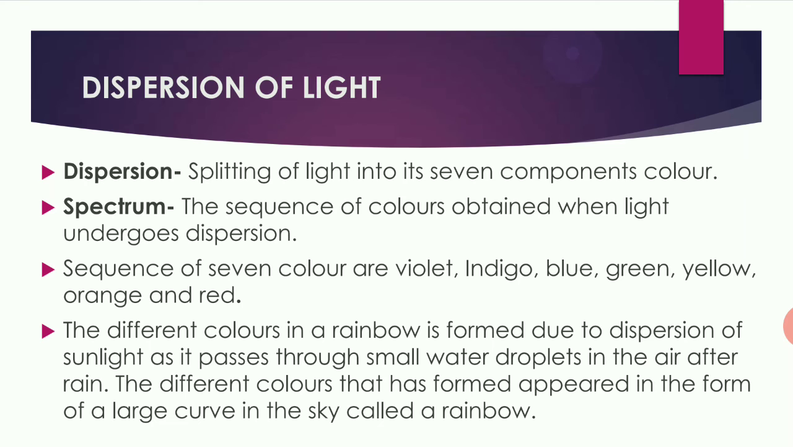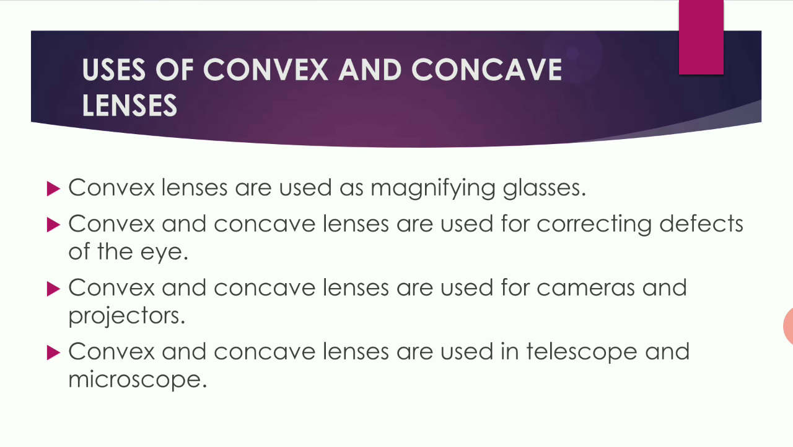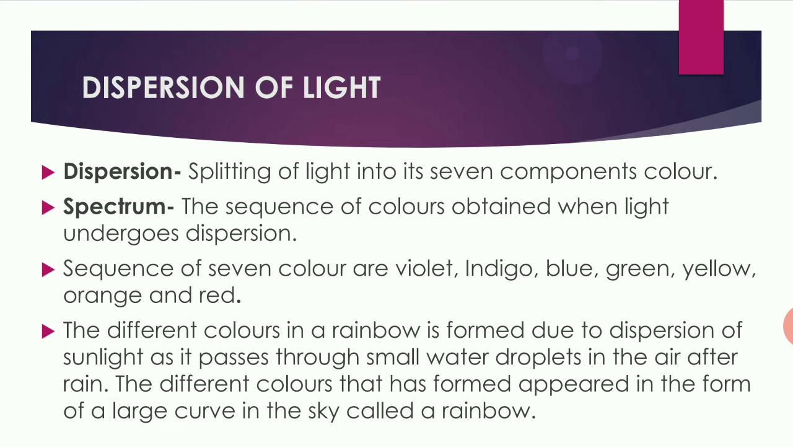Next, dispersion of light. The splitting of light into 7 component colors. The sunlight is made up of 7 colors. When this light splits into 7 colors, it is called dispersion. You might have seen the rainbow. It is made up of 7 colors. So that is dispersion of light.